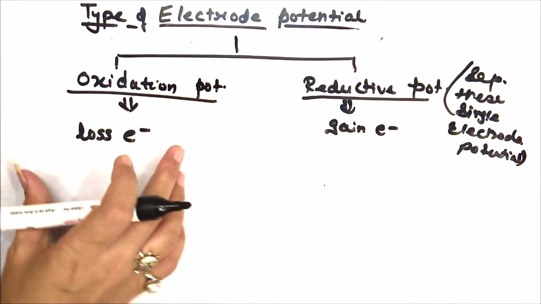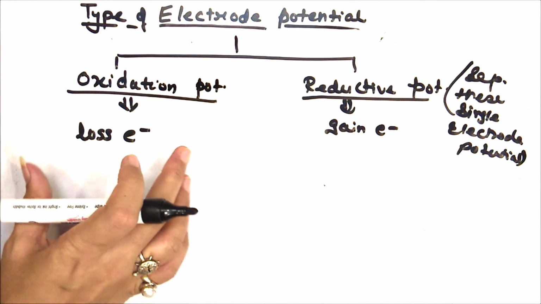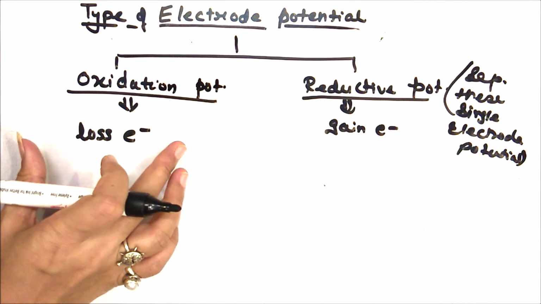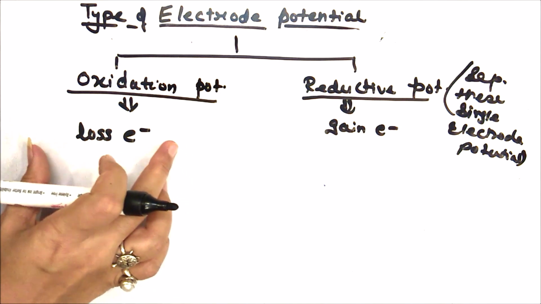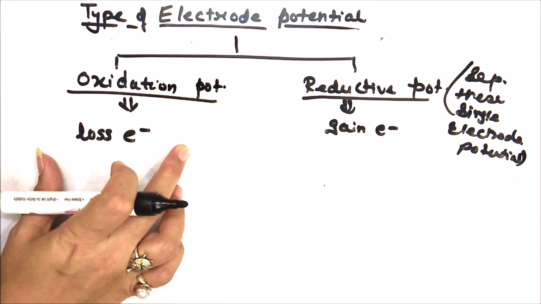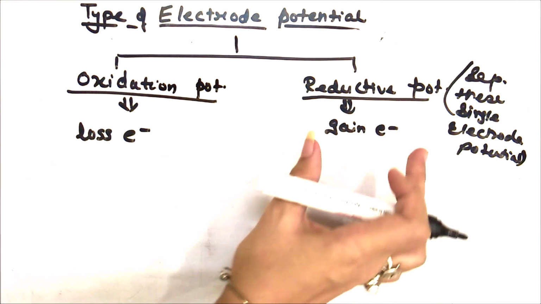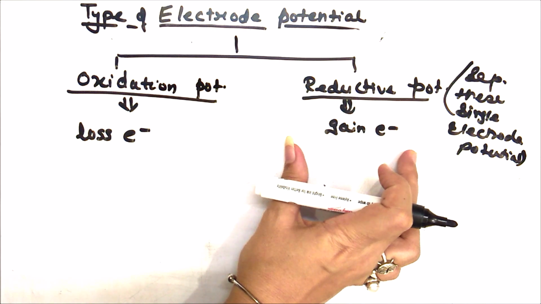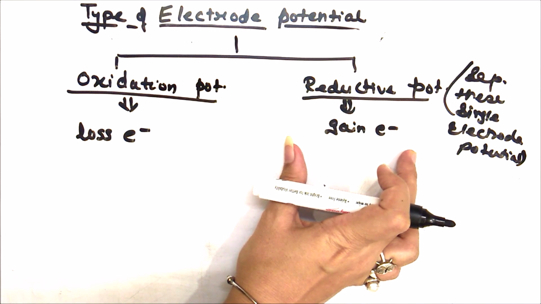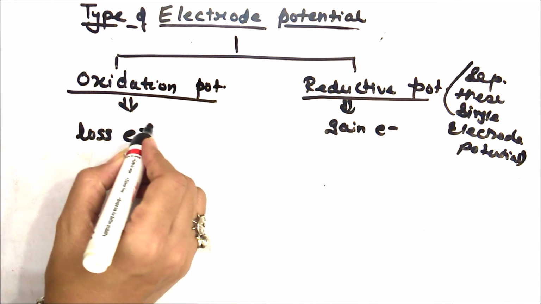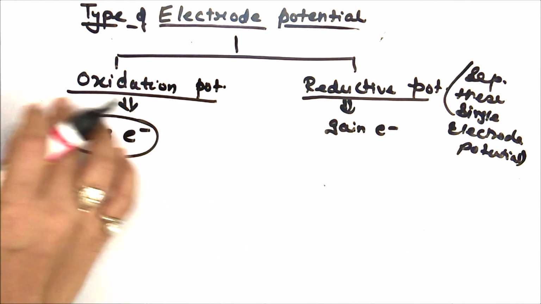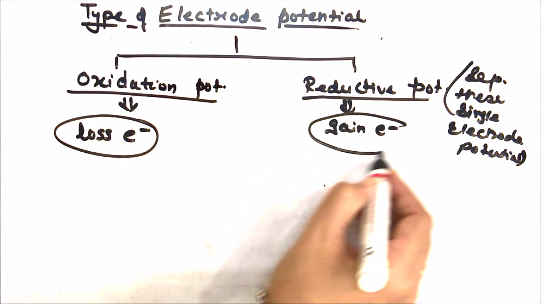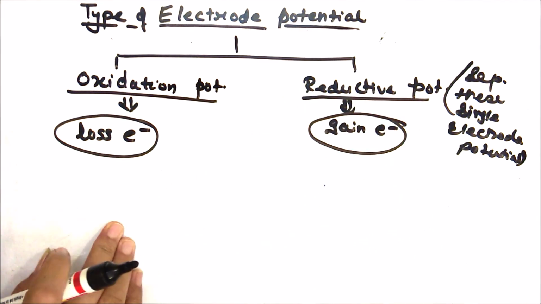Because this is of one half cell and this is of another half cell, we take these two as individual, separate concepts, right? So if we talk about this half cell, this is a single electrode potential, which is the oxidative electrode potential, and this is for the other half cell, so this will be known as the reductive electrode potential. So an electrode which loses electrons has oxidative potential, and an electrode which gains electrons has reductive potential.